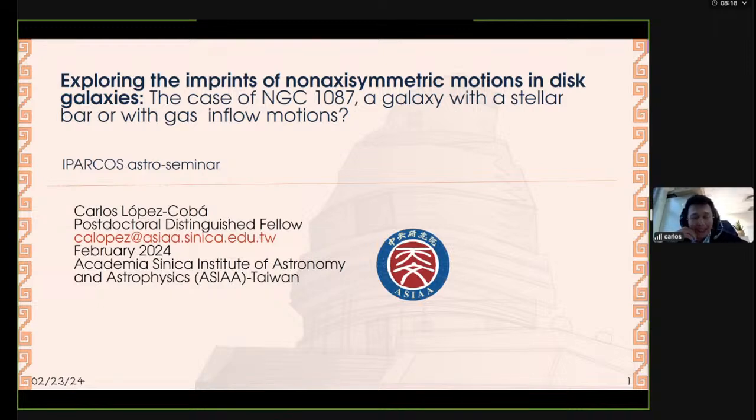Okay, so I'm going to talk about non-axisymmetric motions in galaxies, in particular, the case of NGC 1087, a special galaxy where we don't know if it hosts a bar or if the kinematics that we are observing is due to some sort of inflow motions or bar-like motions. I will explain in the following slides.